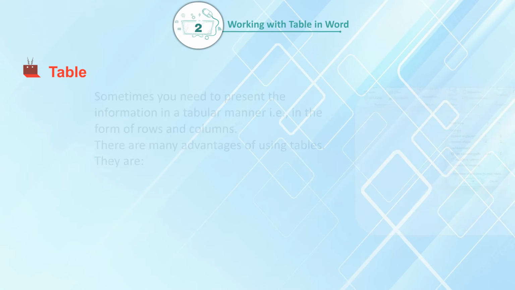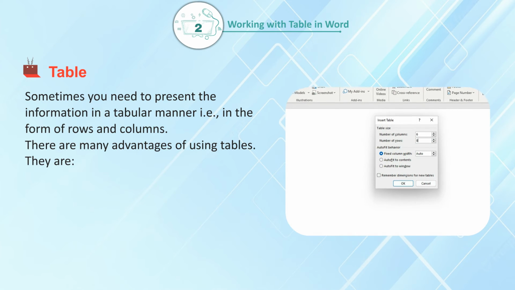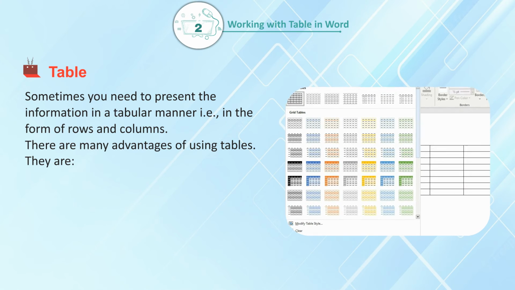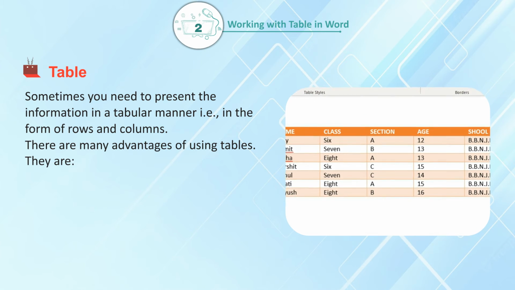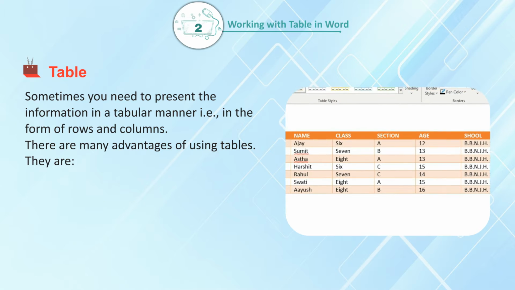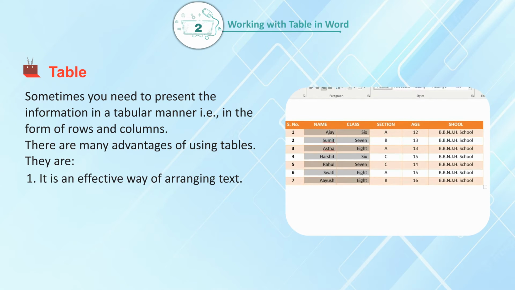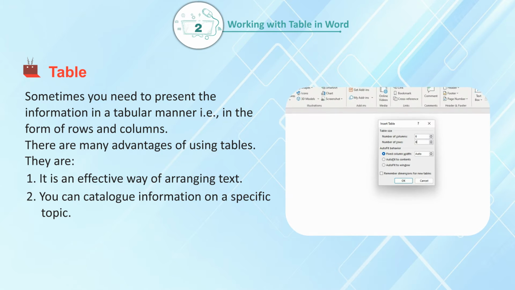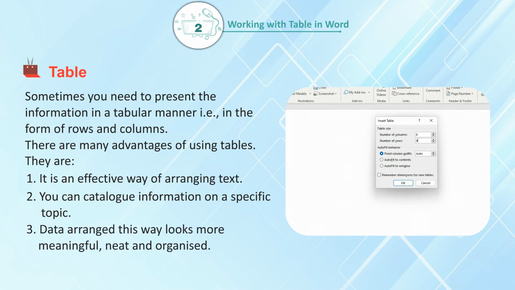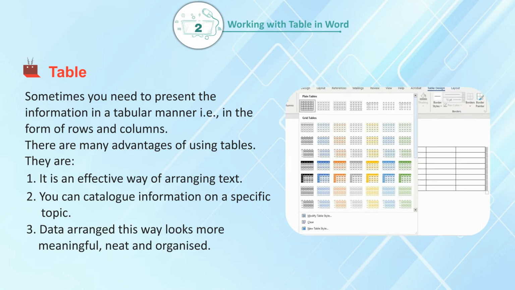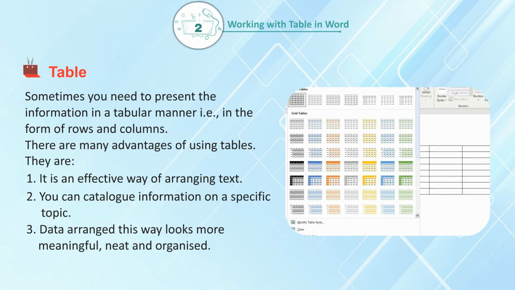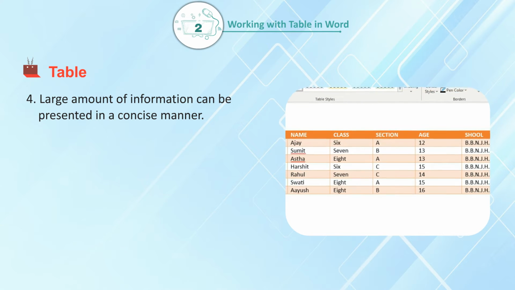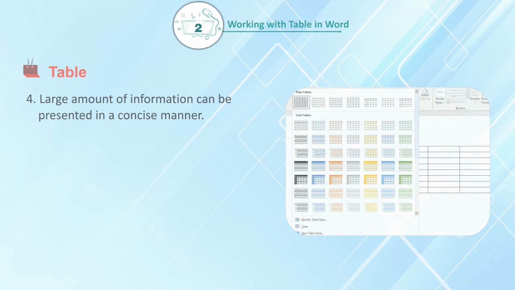Sometimes you need to present the information in a tabular manner, that is, in the form of rows and columns. There are many advantages of using tables. They are: it is an effective way of arranging text. You can catalog information on a specific topic. Data arranged this way looks more meaningful, neat and organized. Large amount of information can be presented in a concise manner.